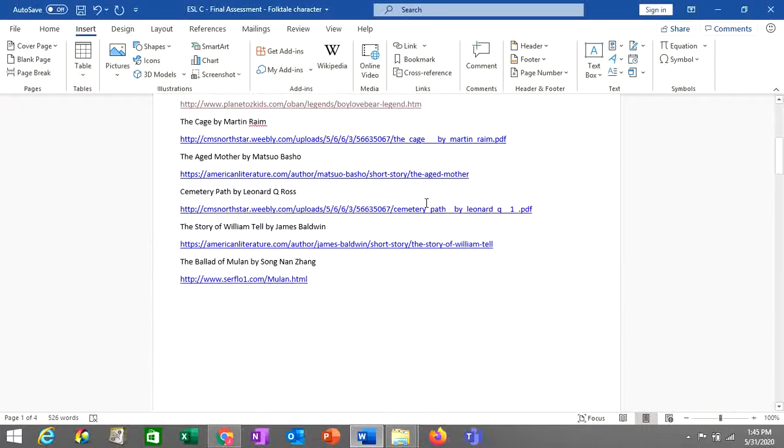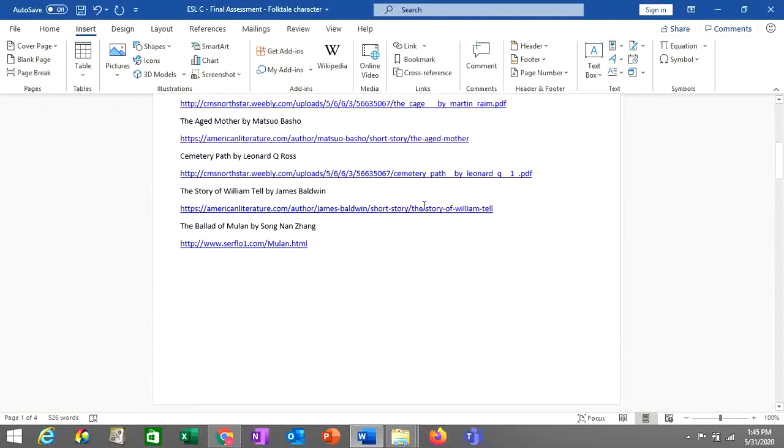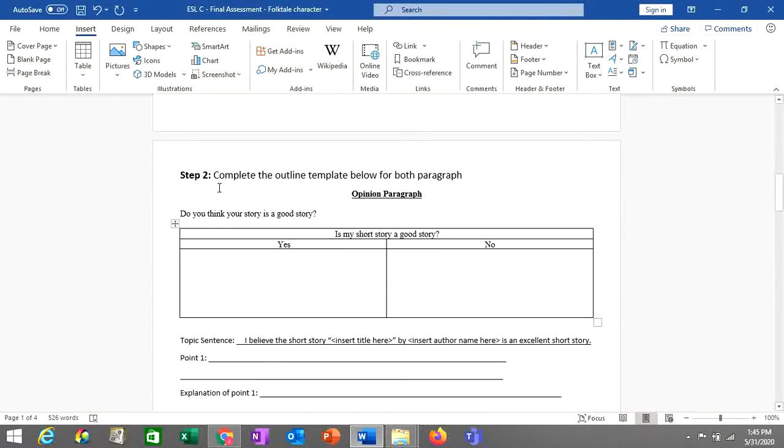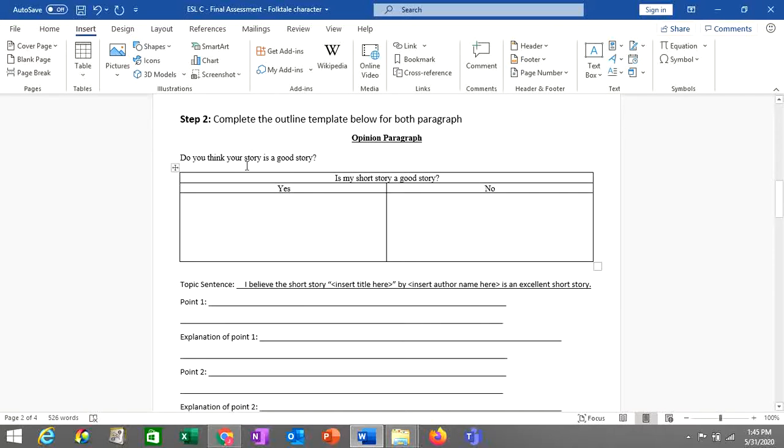Okay, so as we said, you have to write two paragraphs. So you choose one of these stories, and then you write an opinion paragraph. We're going to start with a T-chart. Do you think your story is a good story? Start listing some of the reasons why, yeah, I think it is a good story. Start listing some of the reasons why, no, you think it's not a good story.